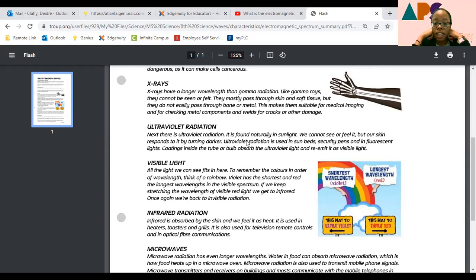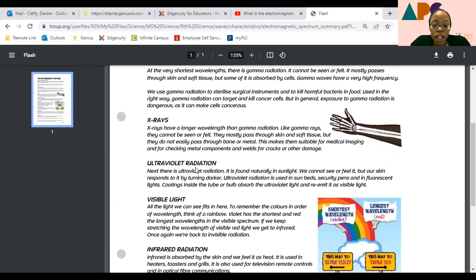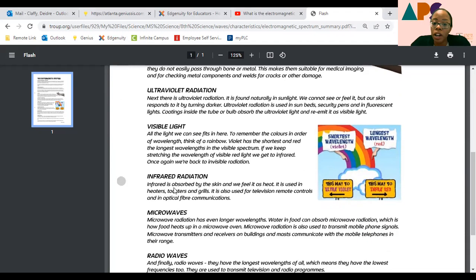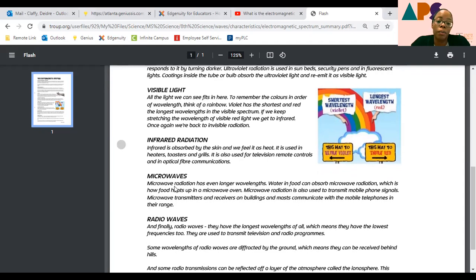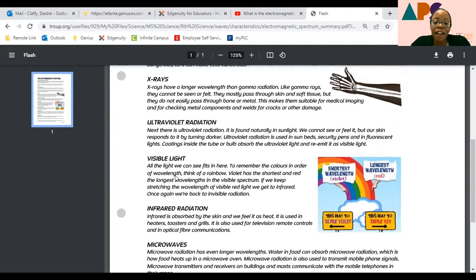So on the electromagnetic spectrum, like I said, gamma radiation, X-rays, ultraviolet radiation, we cannot see that. We don't see that at all. We also don't see infrared radiation or microwaves or radio waves. However, we do see visible light. So, for example, when we look out into the sky and we see a rainbow, or any kind of color from light that we see, it would be classified as visible light.